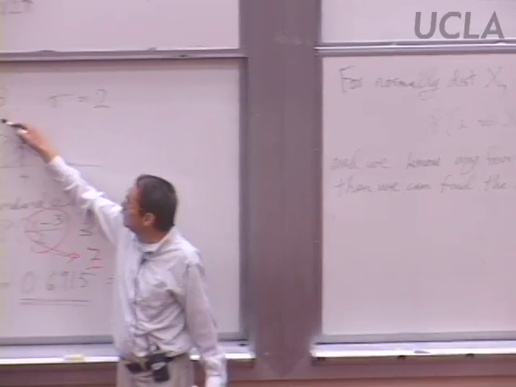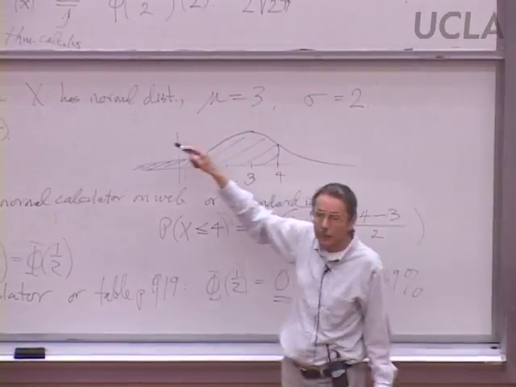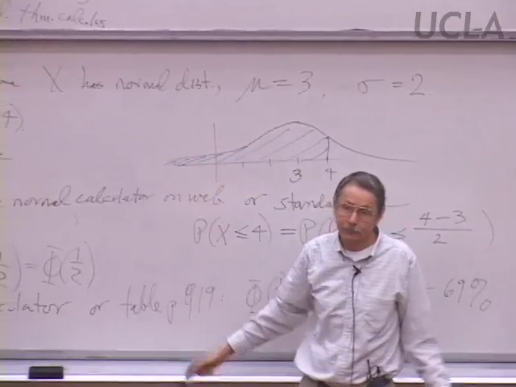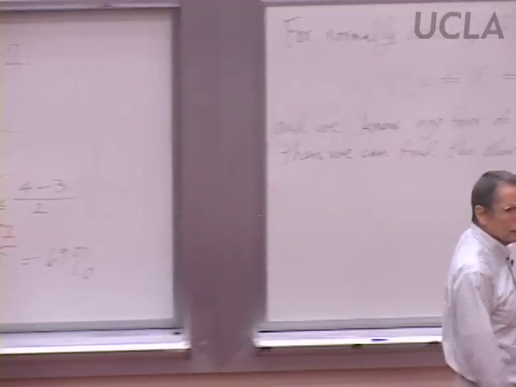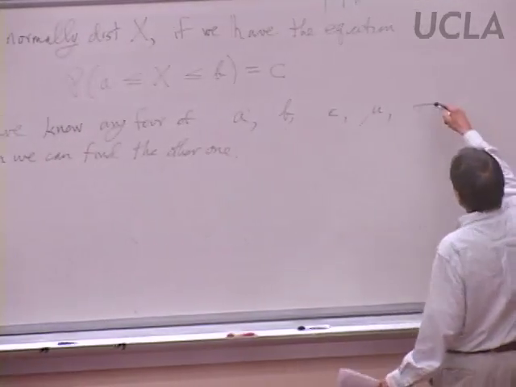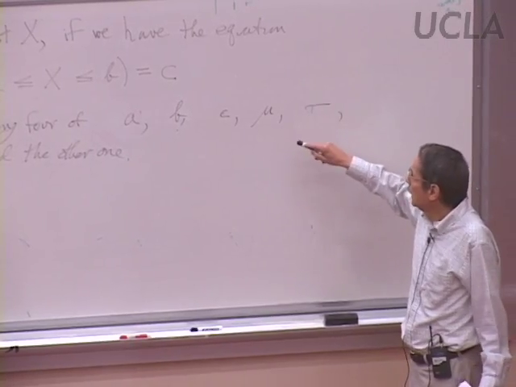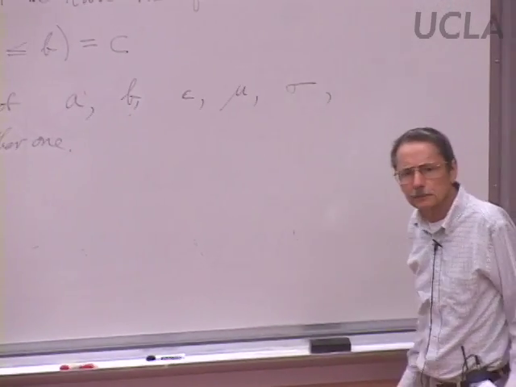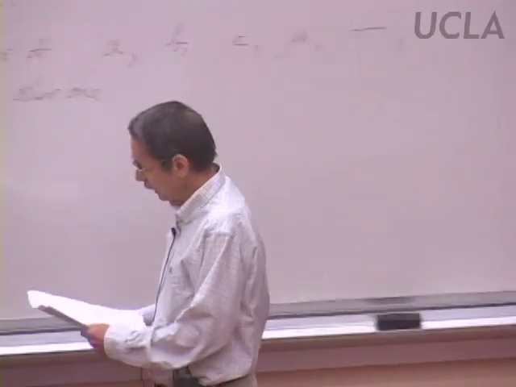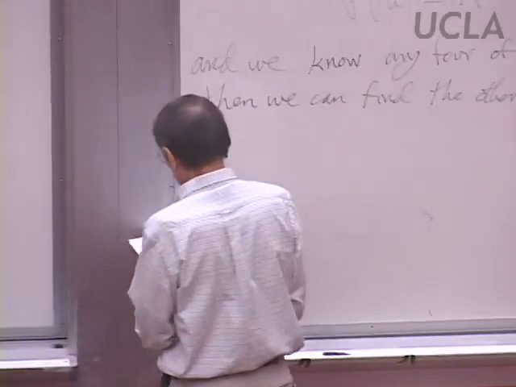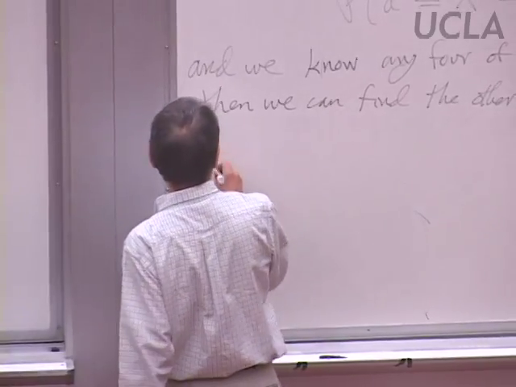In this problem, we were given mu and sigma and a and b, and we wanted c. But one of the homework problems is where we're solving for sigma. Actually, solving for mu is kind of a nuisance, but we can do it if we have to. Let's do the following problem. Solve for a.